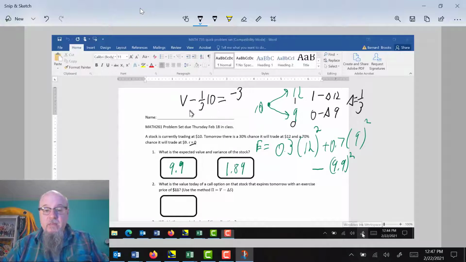When I solve for V then, I get V minus 10 over 3 equals minus 9 over 3. I'm getting a value for the option of 1/3. That's not the delta, that's the price of the option. 1/3 minus 10 thirds is minus 9 thirds, and that's minus 3.